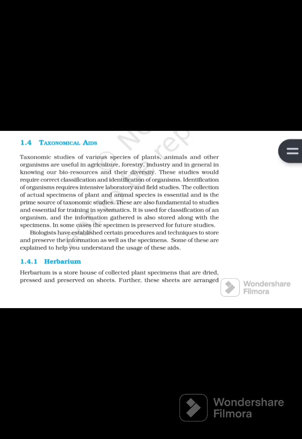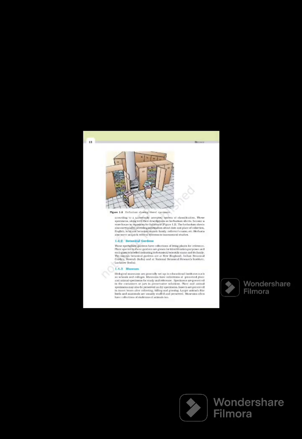1.4.1 Herbarium. Herbarium is a storehouse of collected plant specimens that are dried, pressed, and preserved on sheets. Further, these sheets are arranged according to a universally accepted system of classification. The specimens, along with their descriptions on herbarium sheets, become a storehouse or repository for future use.